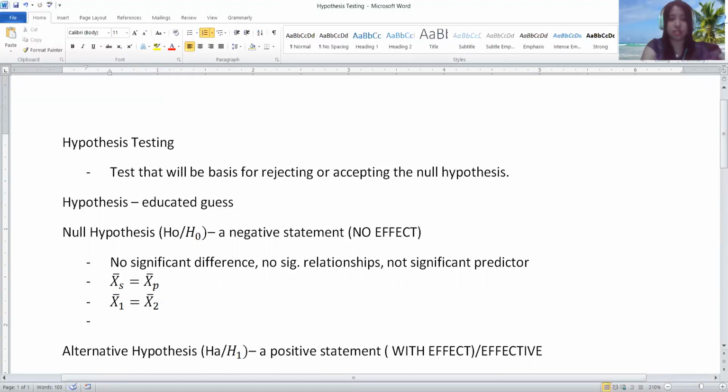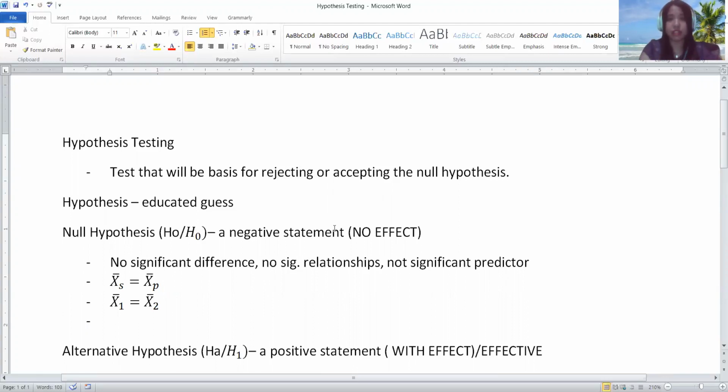For the null hypothesis, the symbol that we use is H sub 0, or H0, which means that there is a negative effect, or simply it has no effect. So this is stating that there is no significant difference, there's no significant relationship, that it is not a significant predictor, there's no significant influence. So it actually depends on what inferential statistics is involved in your research.